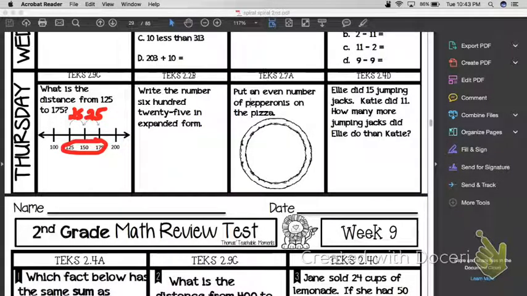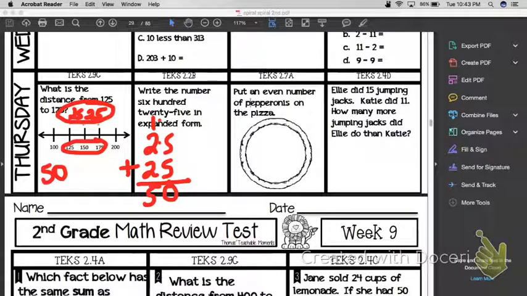So in order to find the distance, which means how far apart they are, we need to add the 25 and the 25. So 25 plus 25: 5 plus 5 is 10, 1 plus 2 is 3, plus 2 more is 5. So the distance between 125 and 175 is 50. And that means there are 50 numbers between the number 125 and the number 175.